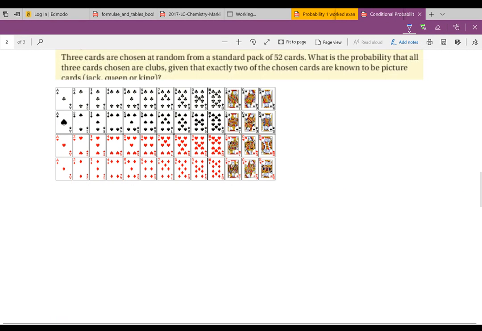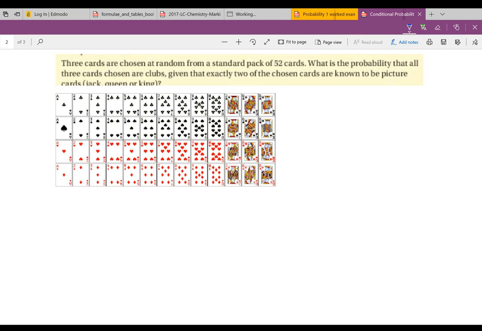And the next one, okay, and I've put in the cards here because it's based on cards. 3 cards are chosen at random from a standard pack of 52 cards. Just bear in mind that we are choosing, so we may have to use combinations. What is the probability that all 3 cards chosen are clubs, given, so I know it's conditional probability, that exactly 2 of the chosen cards are known to be picture cards?